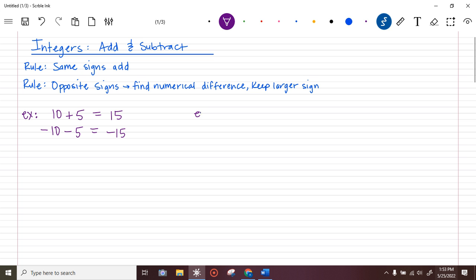Same signs, you have 3 plus 2. You add 3 plus 2, you get 5. If you have negative 3 and negative 2, then you'll have negative 5. So you just add the numbers and keep the sign. Another example, 1 plus 1, we'll get 2. If you have negative 1, your answer will be negative 2. So they have the same signs, you add the numbers, and you just keep the sign.